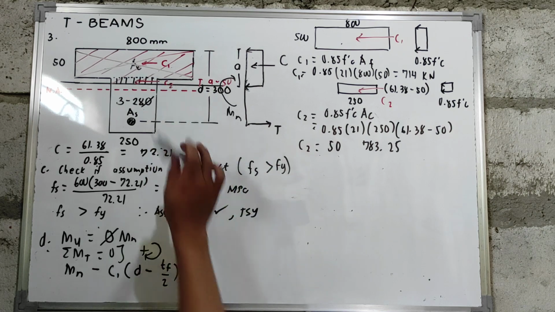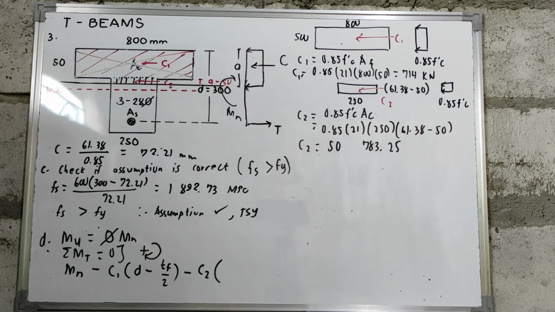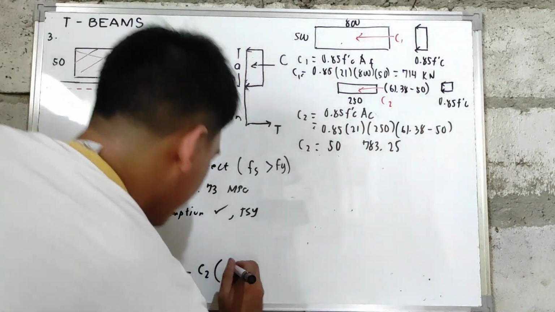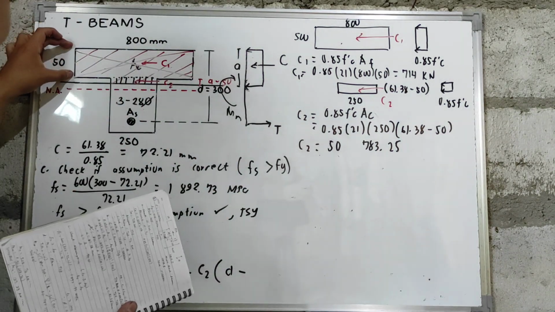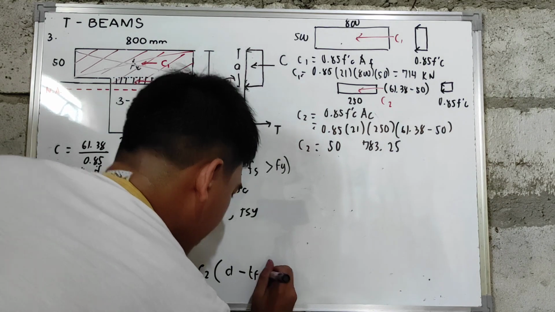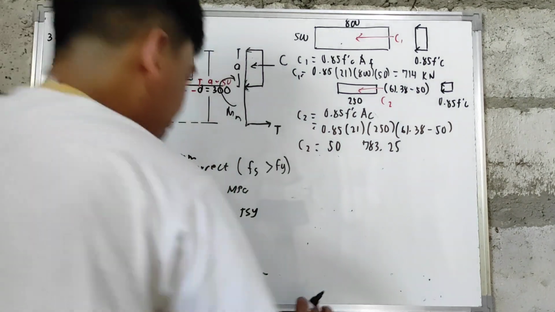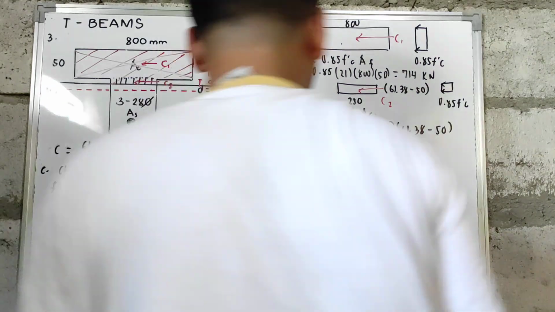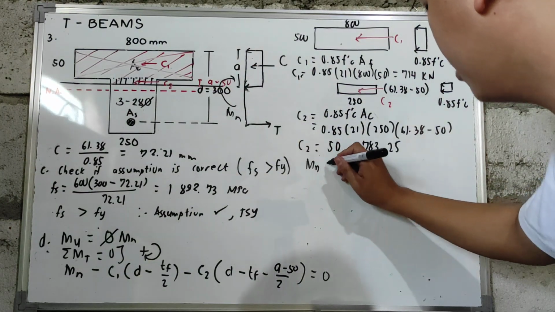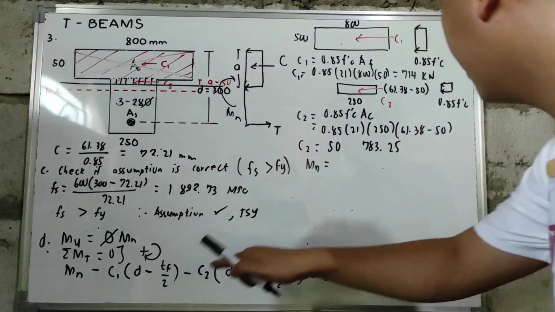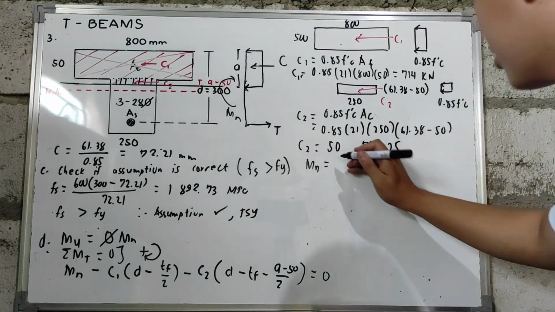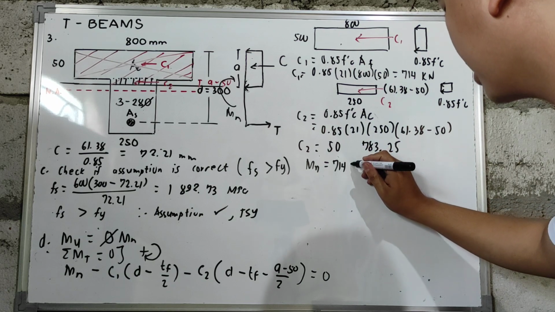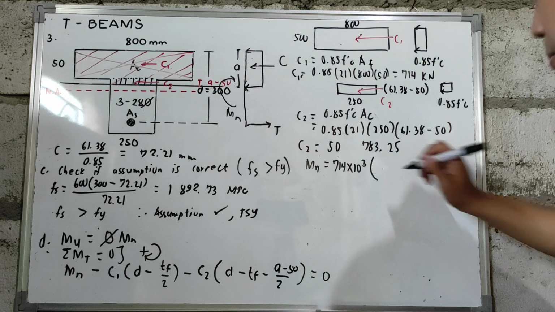Minus, eto namang C2 natin. So, we have yung force natin na C2 multiplied by the moment arm. So, ano yung moment arm natin? So, etong buo, that is D minus etong thickness ng flange natin minus eto, yung A minus 50 divided by 2. So, if we were going to equals to 0, so kung aayusin natin yan, yung nominal moment natin, that would become, so yung C1 natin, meron tayong value na na-compute natin kanina, which is equal to 714. So, gawin natin siyang Newton, multiplied by the moment arm.